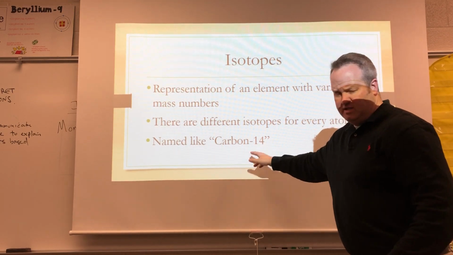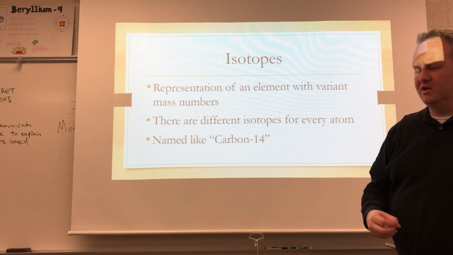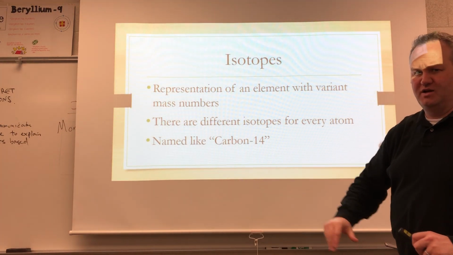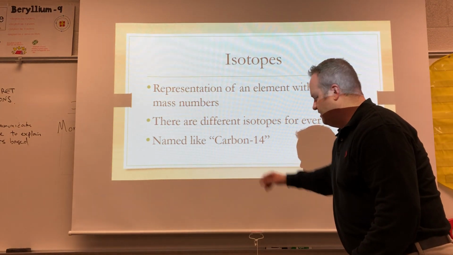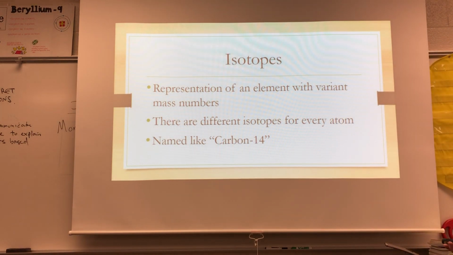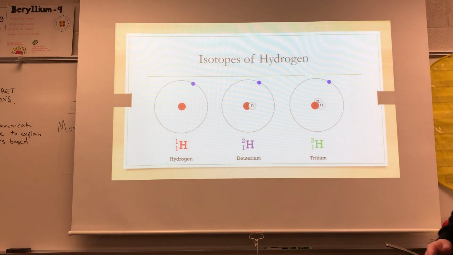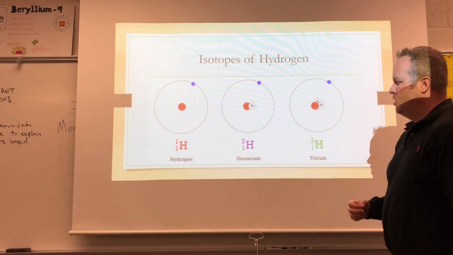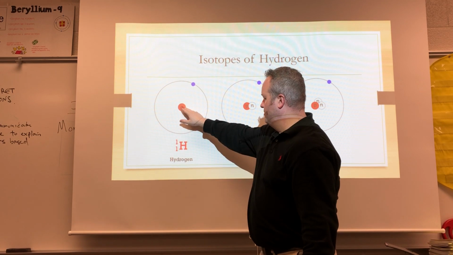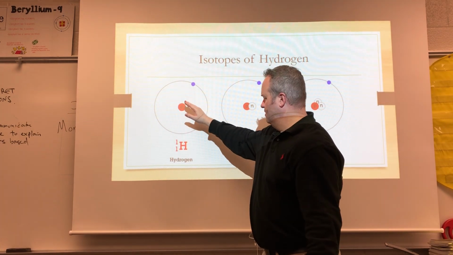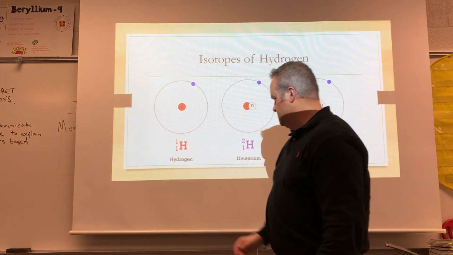Now this mass number is the number of protons plus neutrons. It does not account for electrons. They do not contribute to the mass, so we'll leave those out of this number here. Let's start simple with the smallest element of all, hydrogen. Hydrogen typically forms this kind of atom with 1 proton and 1 electron. Most of the time there's no neutrons.